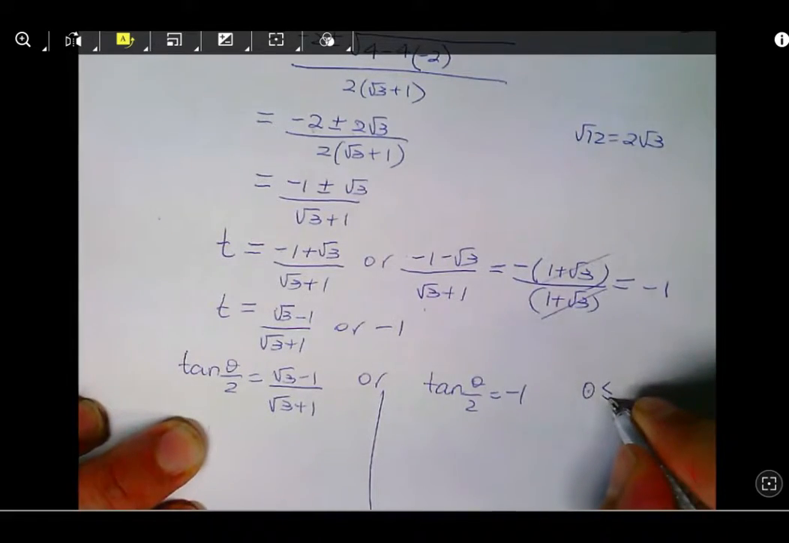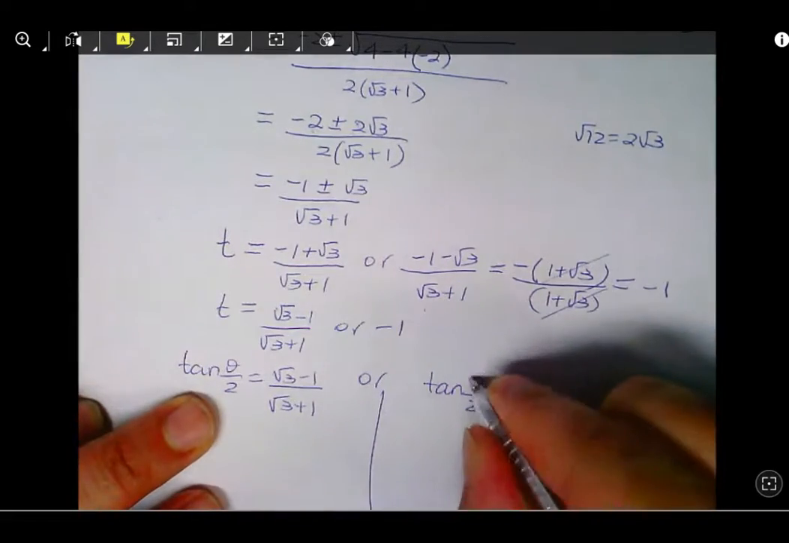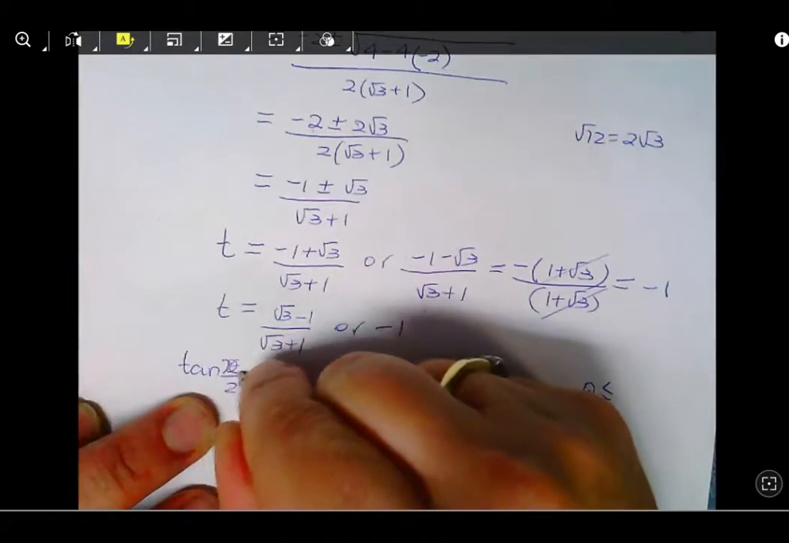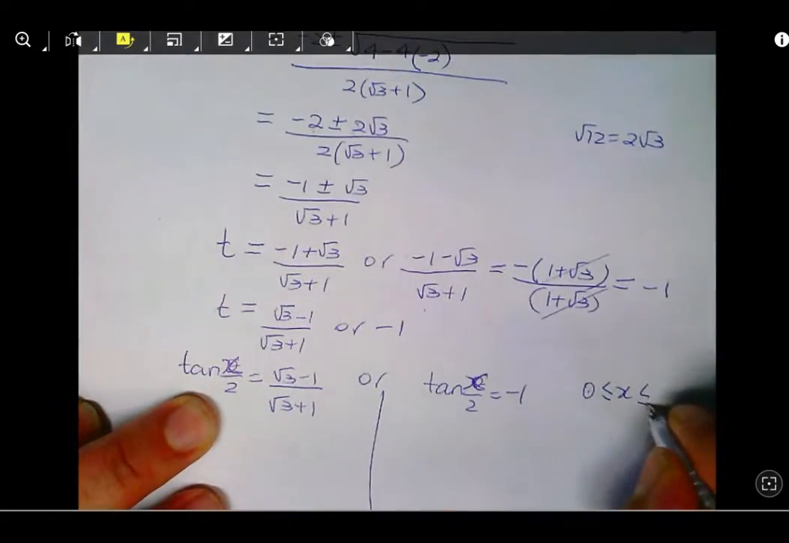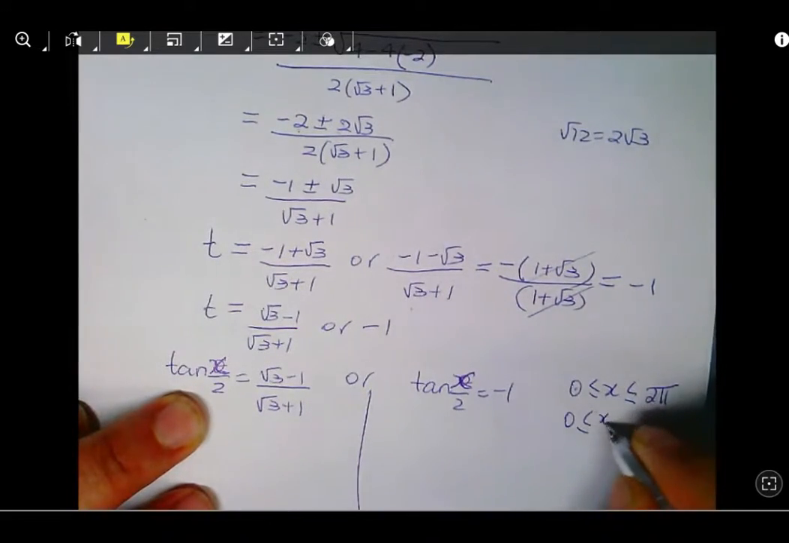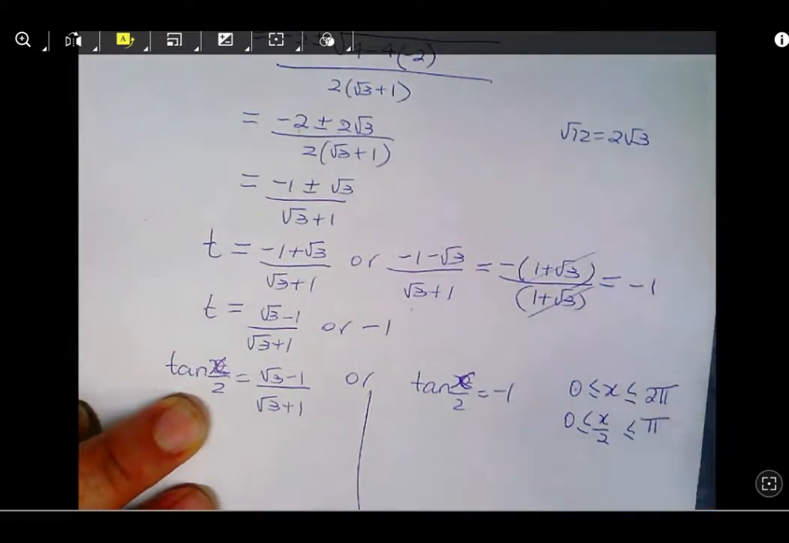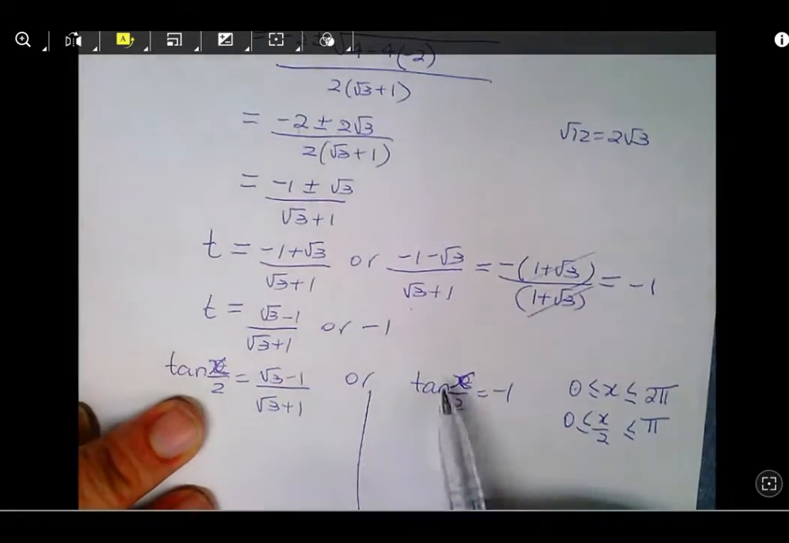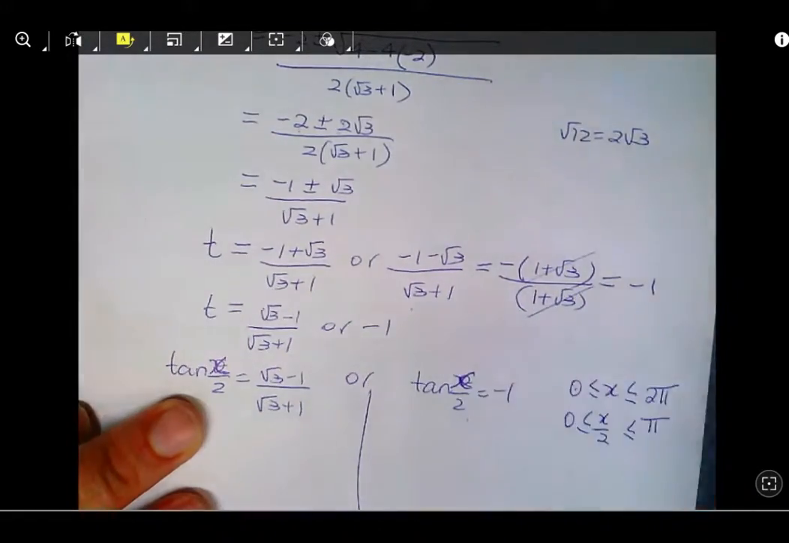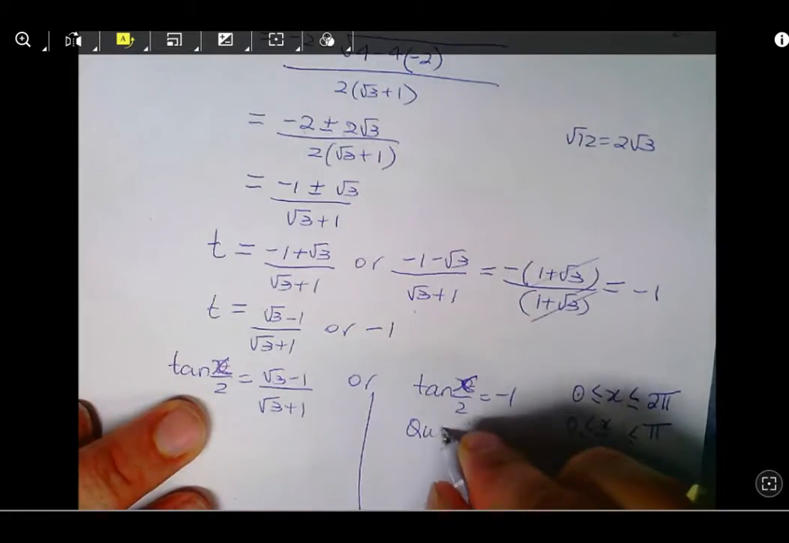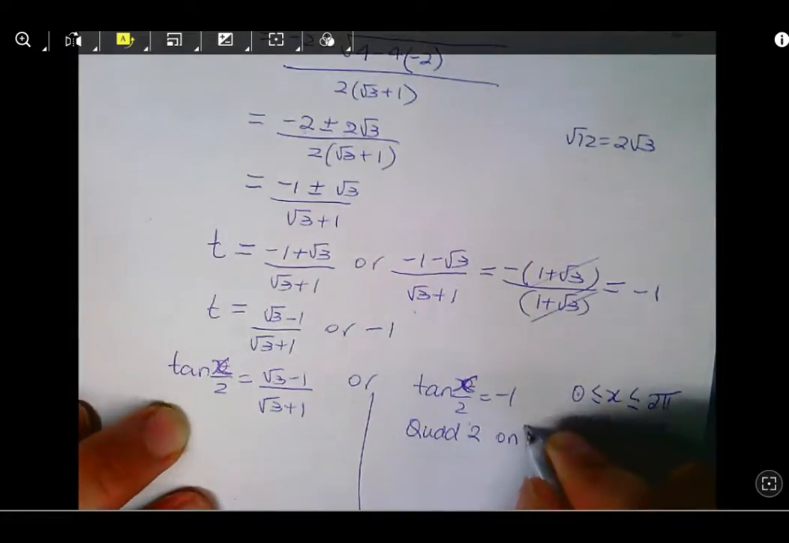So 0 less than or equal to, sorry, I should be putting x here, so it's x. So 0 less than or equal to x less than or equal to 2 pi will give me 0 less than or equal to x on 2 less than or equal to pi. So we're only interested in quadrants 1 and 2. Tan is negative in quadrant 2, so this is quad 2 only.